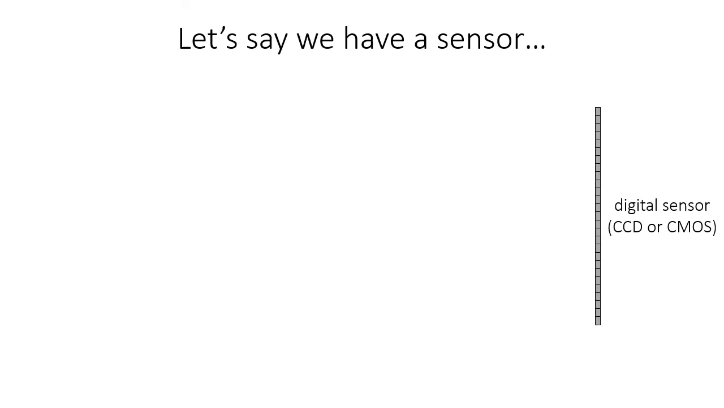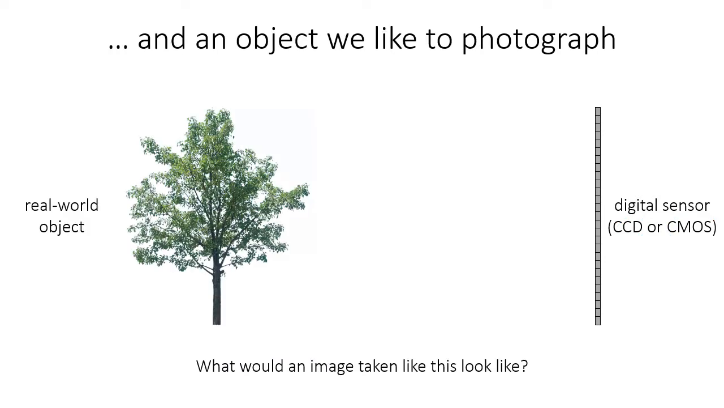So there are some motivational imaging experiments. Let's say we have a sensor here. It is a digital sensor, maybe a CCD or CMOS sensor. Then we have a real world object, a tree, as shown here. What would an image taken like this look like?